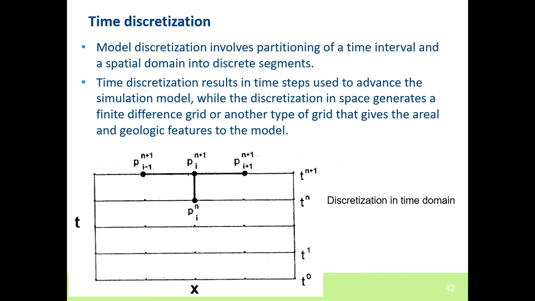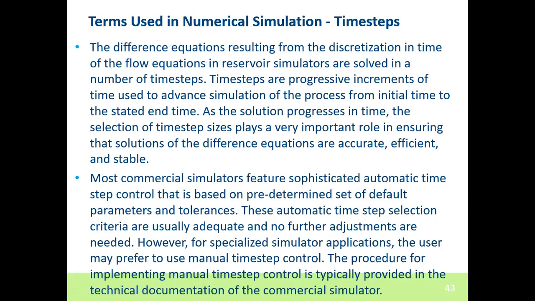So time discretization results in time steps used to advance the simulation model. So let's say you want to look at your production from 2021 to 2025. You'll be looking at calculating pressures or saturations within the block and with time. So the different rows here are referring to different time scales, where along the lines here, you're looking at pressure across the reservoir system.